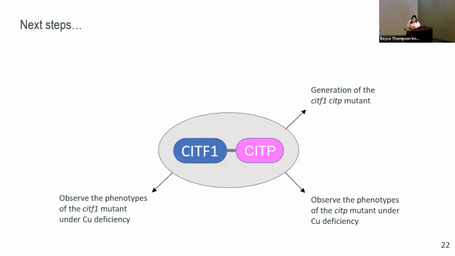Now that we know the major iron uptake system is not affected by CYF1 under copper deficiency, our next strategy is to use chromatin immunoprecipitation, or ChIP, assay to identify the direct gene target of the CYF1 CITP complex, as this would hopefully tell us what genes are transcribed and proteins are produced that contribute to iron accumulation under copper deficiency.